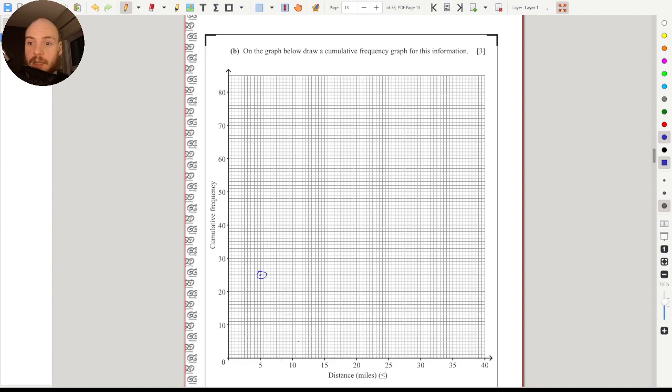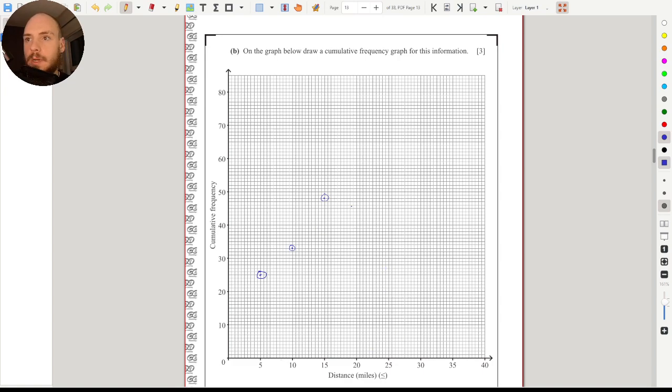I'm just gonna do a dot and circle just to show where the point is. Most examiners should be happy enough with that sort of technique. I'm only doing it because I'm on this tablet, so it's not always easy to see exactly where my points are. So 15 goes up to 48, so that'd be just here. Have I plotted that in? I have indeed. Sometimes it just looks weird.